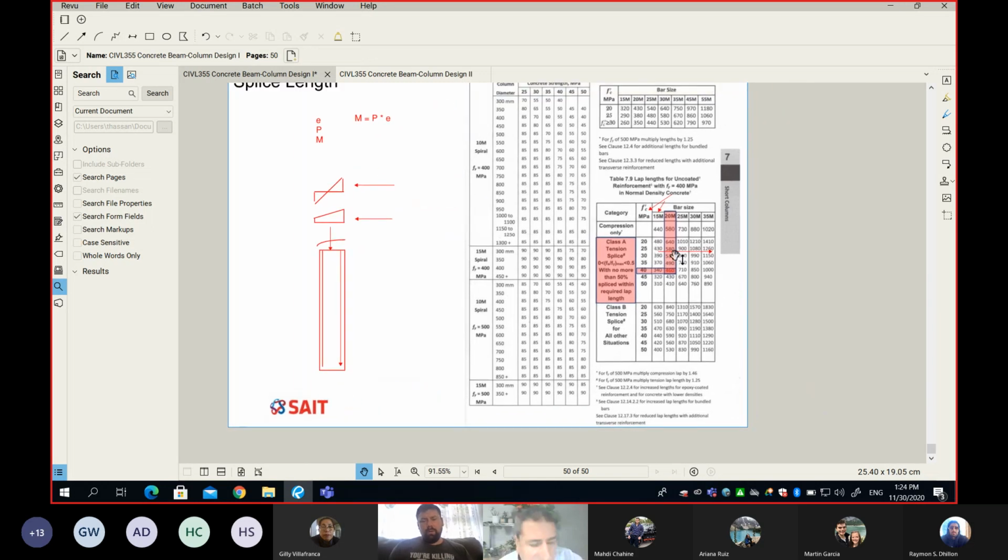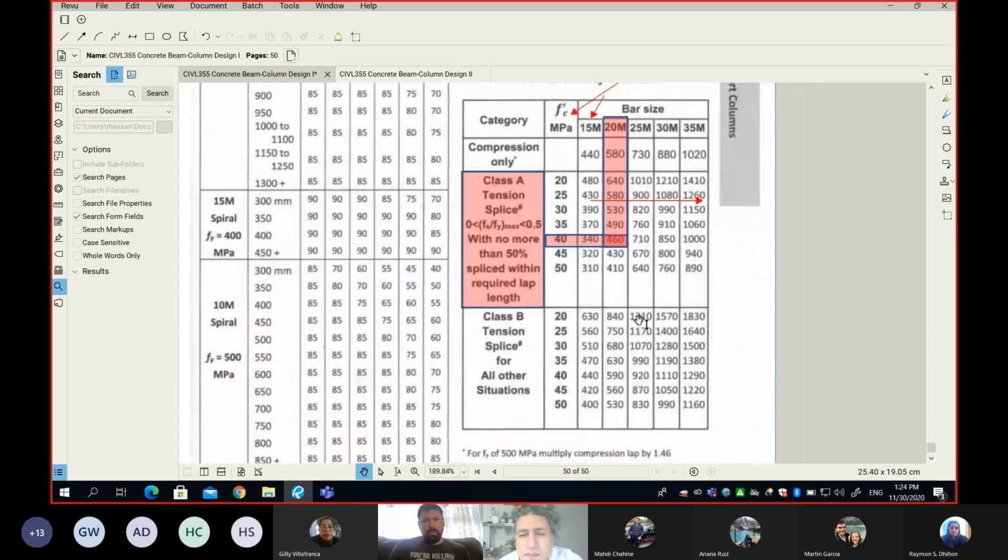So how do we know? If you look at the table one more time, you will see the table is simply chopped into 3 zones. Here is your first zone, zone number 1. In zone number 1, it says compression only, which means the entire section is in compression and your force is still within the middle third of your section. Then zone number 2 in your table is here.